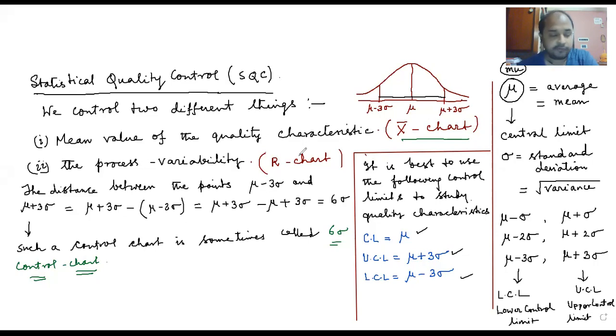X bar chart, with the formula, if you look at the formula in the book or in the note which I have shared, is a kind of 6 sigma control chart. You will get to see. And R chart is also a kind of 6 sigma control chart. So that is the basis of statistical quality control, and you have to know this. It is also very important for MCQ. This particular note which I have written over here is also very important for MCQ type of questions. Now we shall try to deal with this particular formula, that is CL equal to mu, UCL equal to mu plus 3 sigma, LCL equal to mu minus 3 sigma. We'll try to understand how we calculate this.